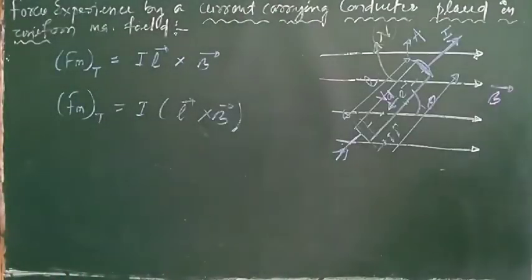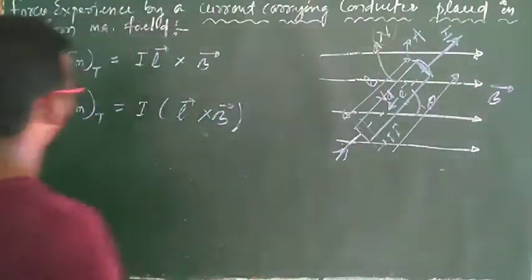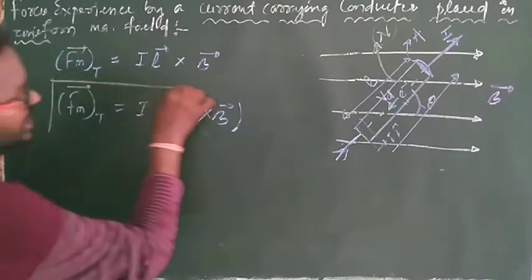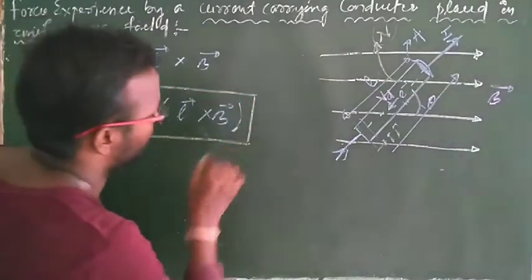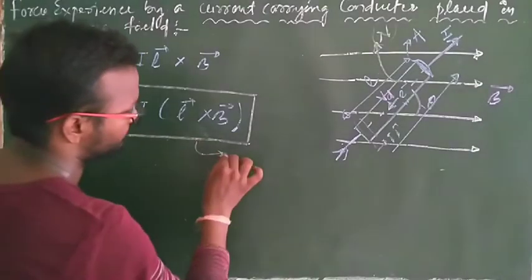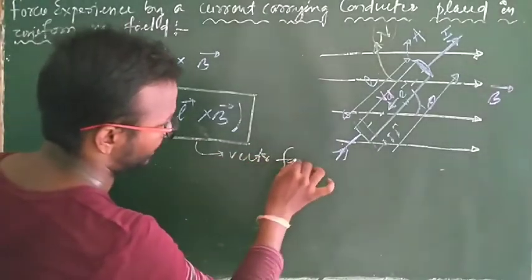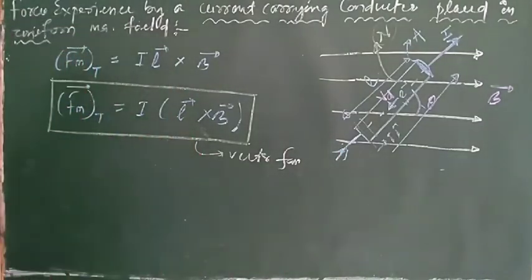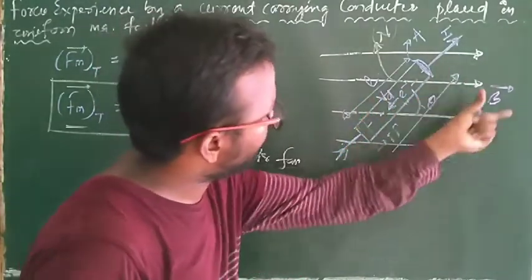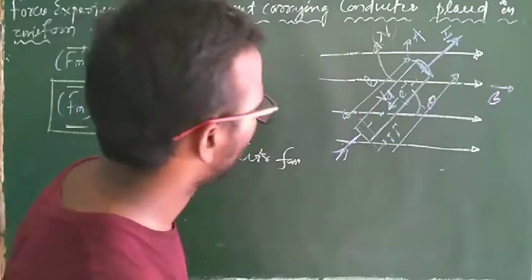This is the vector form of the magnetic force experienced by a current carrying conductor, the total force experienced by a current carrying conductor if we place it inside uniform magnetic field B. Clear? If we write the scalar form, this is the vector form of total magnetic force, and now its direction. For the direction of Fm, that means the net force experienced by this current carrying conductor placed in a uniform magnetic field B.